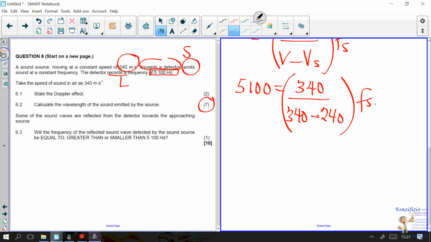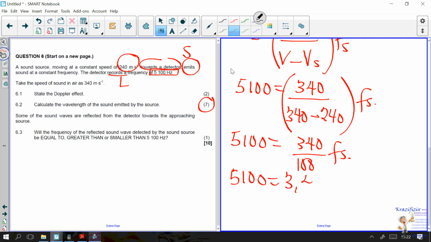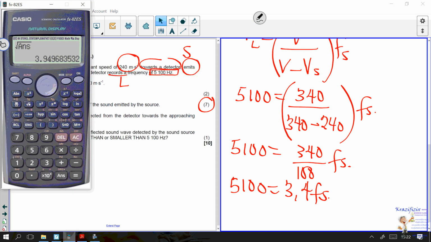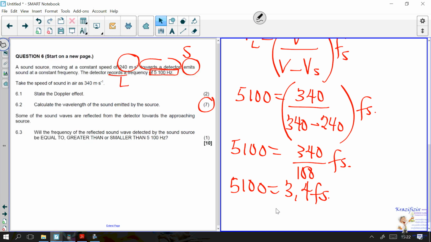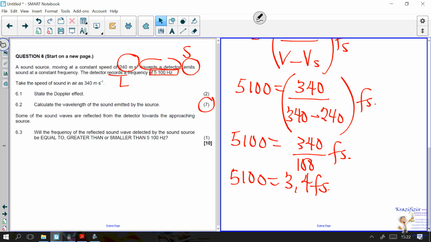All right, let's do this. 5100 equals 340 over 100 multiplied by Fs. All right, 5100 therefore equals 3,4 Fs. Can we now divide? Some of these divisions we can quickly do. Divide by 3,4. What do I have? 1500. It means the frequency of the source.